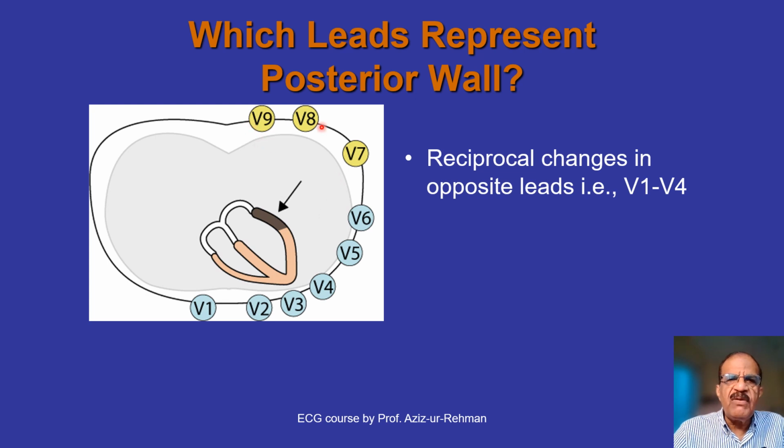If you do that, then these leads would represent the true posterior wall and it would show the same changes which we are going to discuss. But if we do not have these additional leads, then we can look for reciprocal changes in opposite leads. Now in electrophysiology, whatever change you see in these leads, just the opposite will be seen in opposite leads. So I think this concept will be further highlighted when we take up posterior wall infarction. But at this level, just understand that we would look for reciprocal changes of infarction in the opposite leads representing the true posterior wall. So in this case, V1, V3, V4, like that.